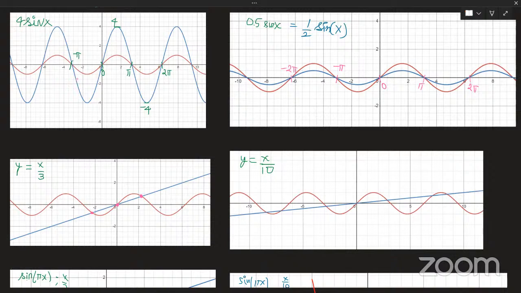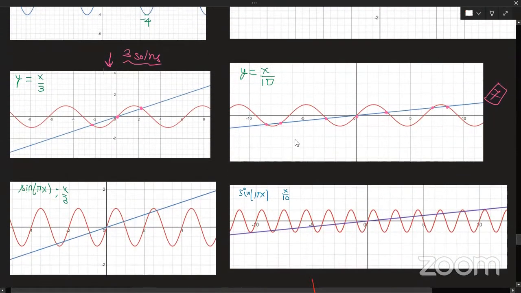Now we have y is equal to x by 10. How many solutions are there? 1, 2, 3, 4, 5, 6, 7, right? 7 solutions. Here we have 3 solutions. Okay, great. Yes, they are visible also, right?